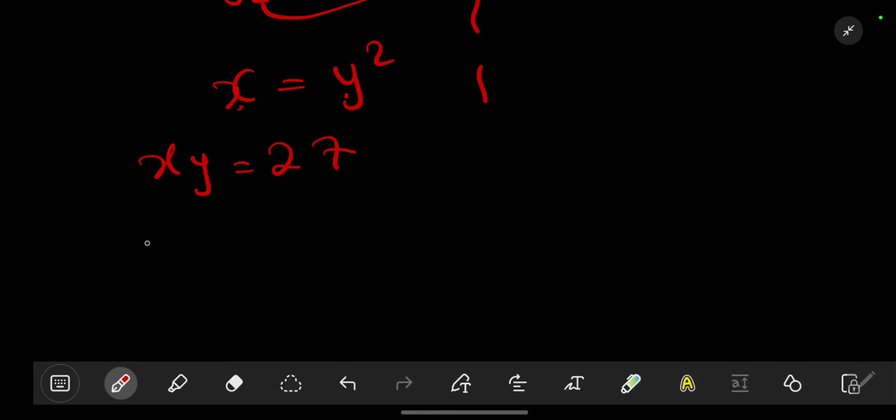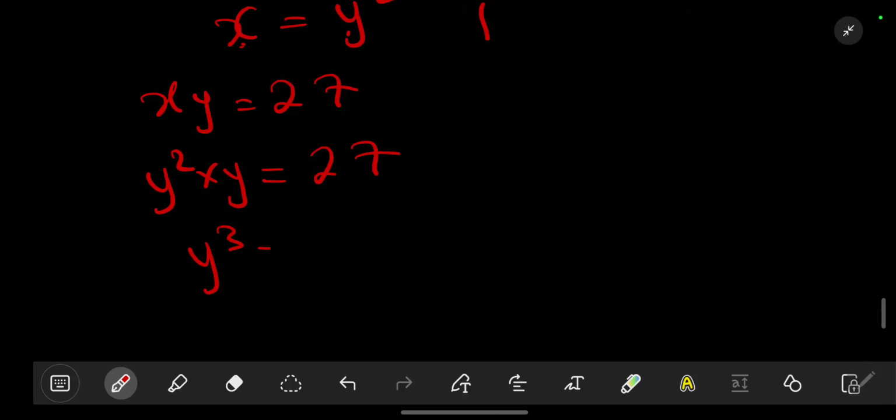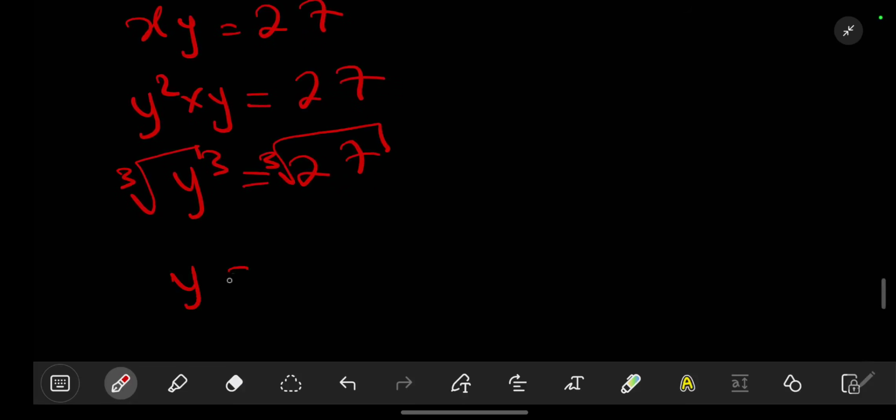So you're going to put it here. So it will be y squared times y should be equal to 27. So we have y to the power 3 is equal to 27. You find the cube root, which is going to give us y is equal to 3 there. So we introduce the cube root because it is y to the power 3.